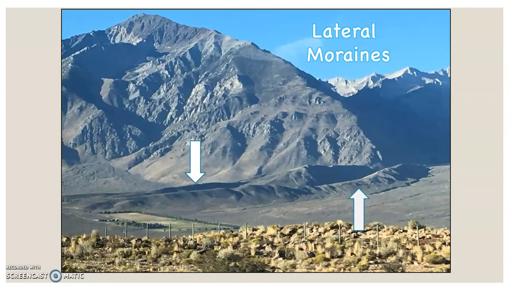Again, you can see lateral moraines coming down out of the mountains here. And what happened was the glacier came from up here. You can see there's a cirque here and a cirque right here. The glacier came down out of the mountains, and then along the sides it deposited these two lateral moraines, which indicated the width of the glacier when it was here some 10,000 or so years ago.